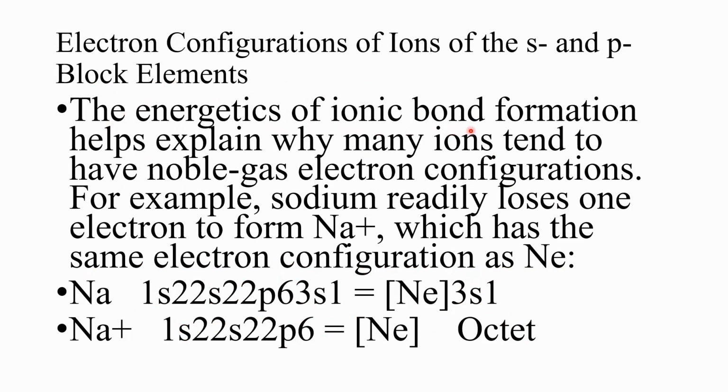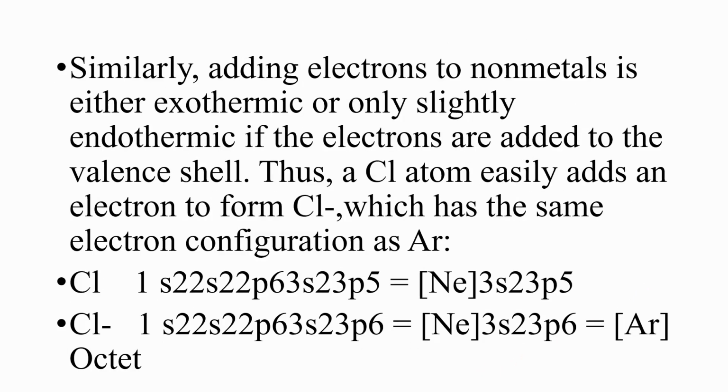The energetics of ionic bond formation helps explain why many ions tend to have noble gas electron configurations. For example, sodium readily loses one electron to form Na+, which has the same electron configuration as neon. So, a Na atom has this electron configuration, neon 3s1. After it loses this outermost electron, it becomes sodium ion, and it has the same electron configuration as neon, which has an octet of 8 electrons in the last shell.